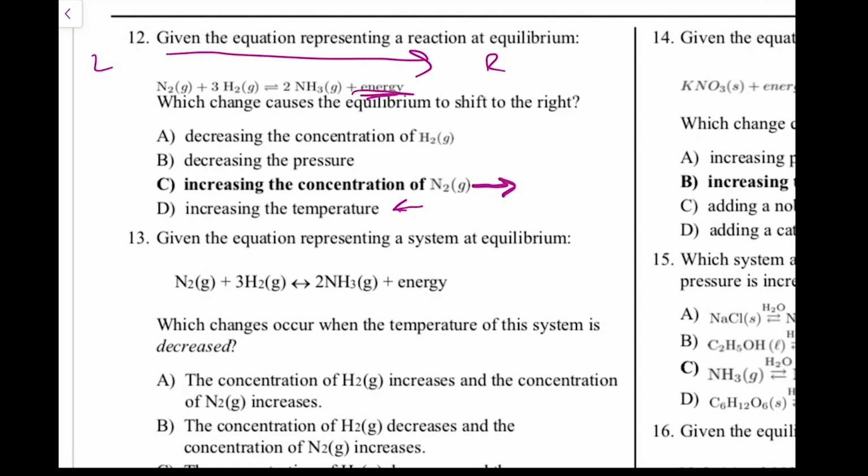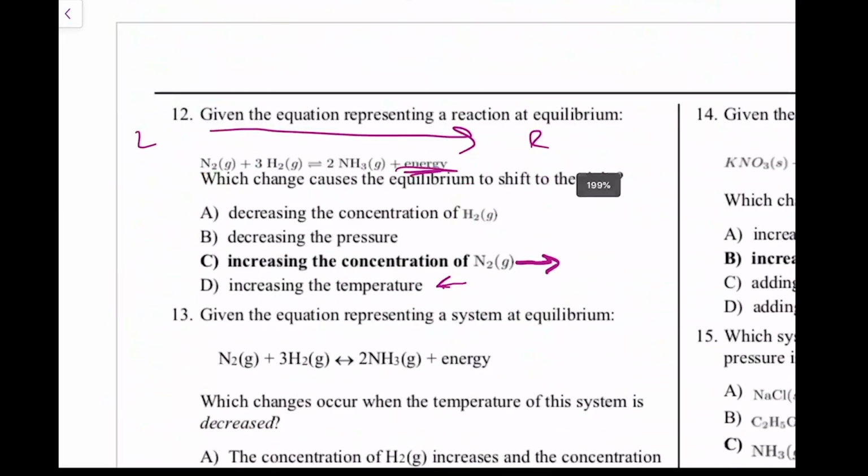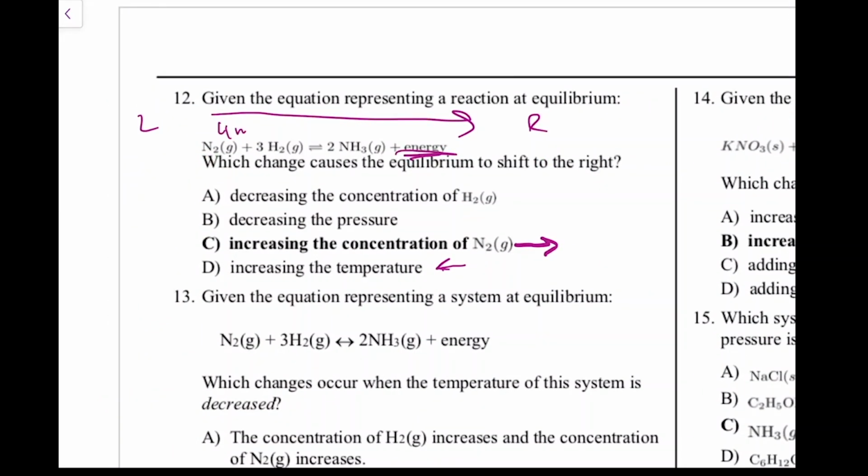If you decrease pressure, you have 4 moles of gas on this side and 2 on that side. So if you decrease pressure, you move towards the left. Not what we want. And if we decrease H2, you also move to the left, because you always move towards the side you take from. That is why it is C.